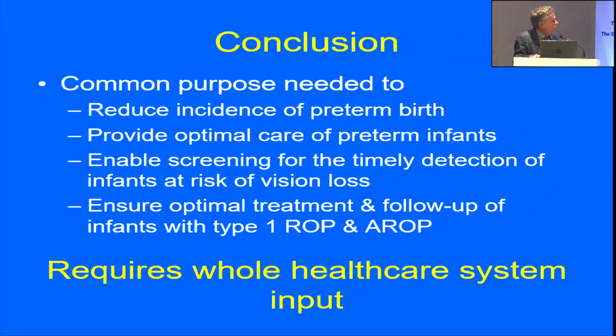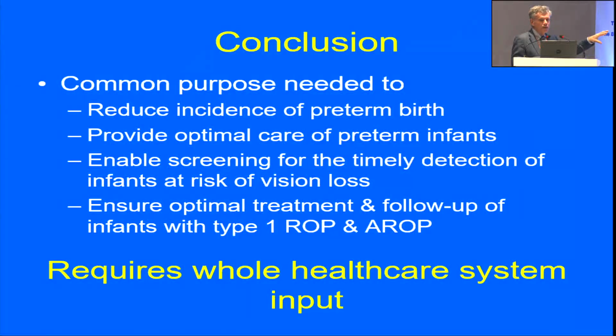So, in conclusion, I'd like to say there needs to be a common purpose that's organisational-wide and indeed wider public health, to reduce the incidence of premature birth, provide optimal care for those children, enable screening that's timely and to those children that are at high risk, and ensure that the children that are at risk of visual loss, which are the children with type 1 and AROP, that they get care when they need it.